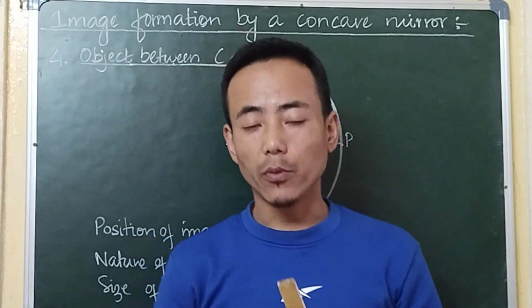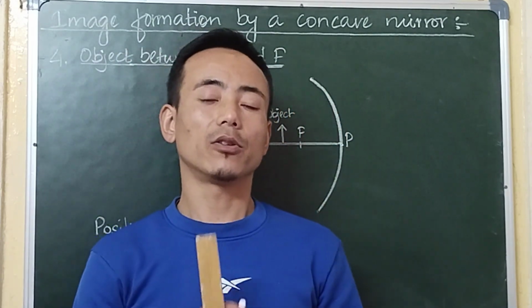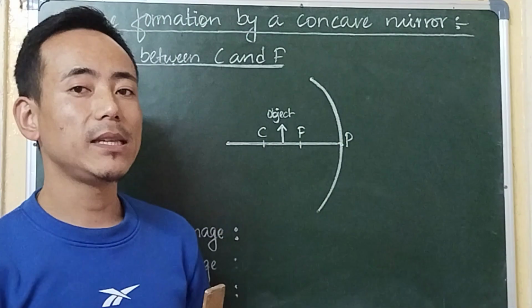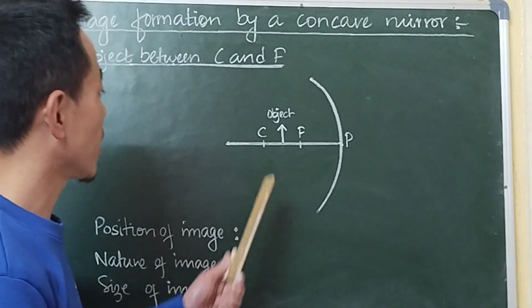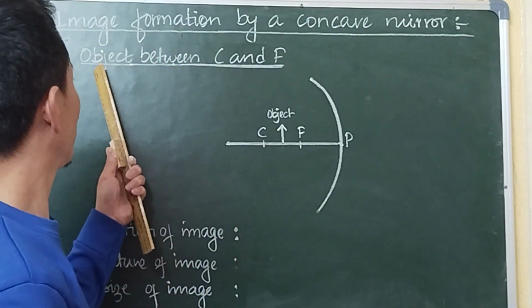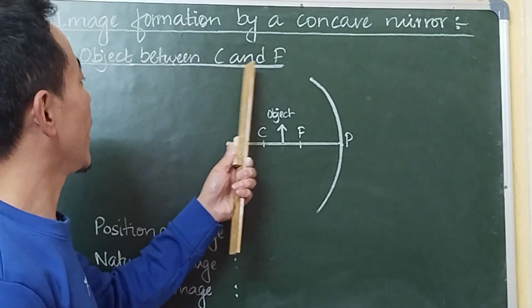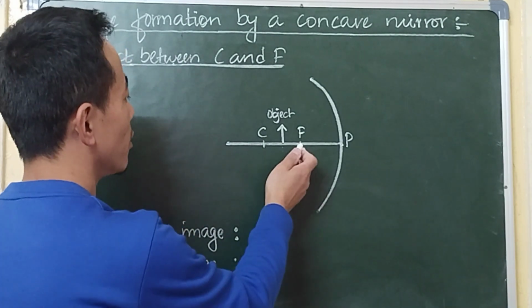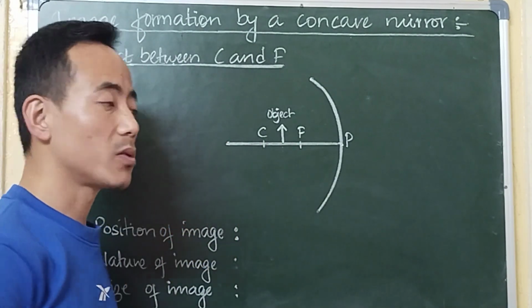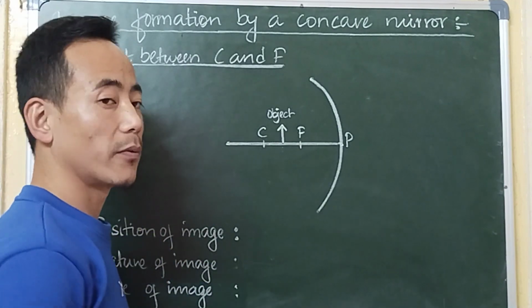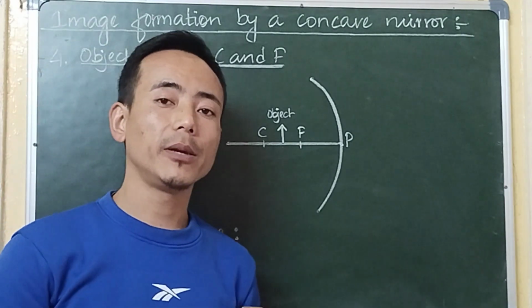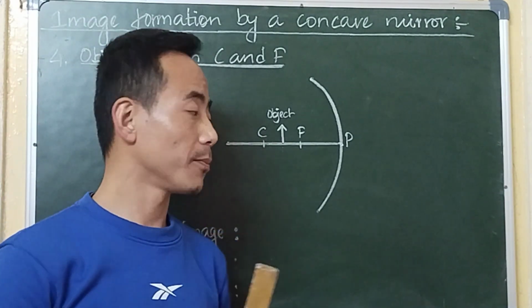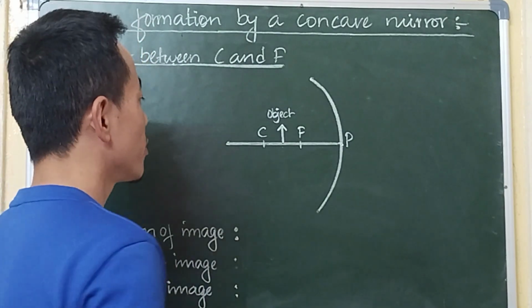Now this is case number 4, where we have an object between C and F, that is the center of curvature and the focus. So case number 4, object between C and F. Here we have kept this object between the focus and the center of curvature. So let's see what kind of image will be formed here, where the image will be formed, and the size of the image. For that, again we will use the rules.